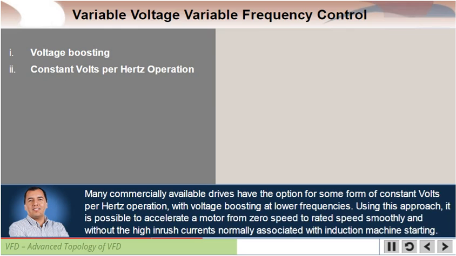Many commercially available drives have the option for some form of constant volts per Hertz operation with voltage boosting at lower frequencies. Using this approach, it is possible to accelerate a motor from zero speed to rated speed smoothly and without the high inrush currents normally associated with induction machine starting.